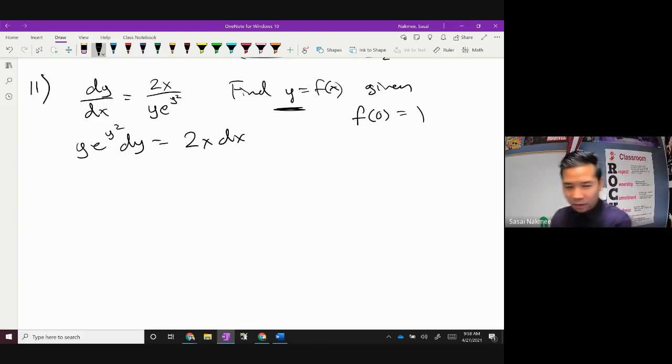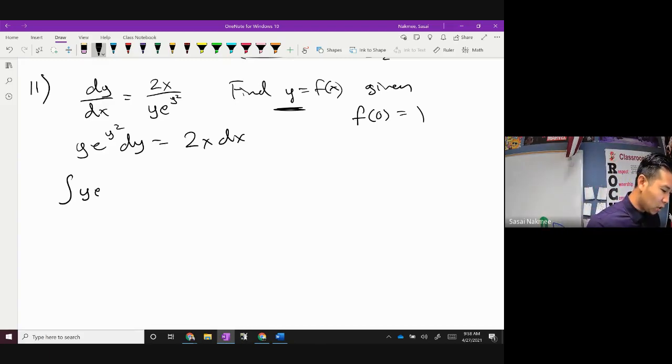Derivatives, antiderivatives. Okay, so I get to here. I'm going to go ahead and take the integral of both sides, which you are allowed to do on these differential equations.